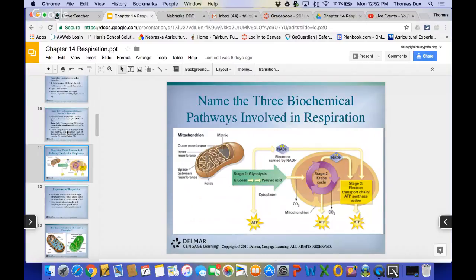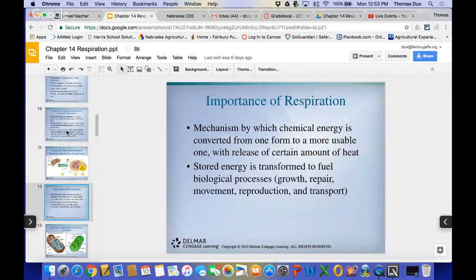And here's just the process here that we're going to be highlighting. Glycolysis, pyruvic acid comes in here. Krebs cycle happens. We have ATP and NADH that are made to get into the electron transport chain, and then essentially we're going to be making ATP, but you can see carbon dioxide is made in there as well. Here's some importance of respiration.